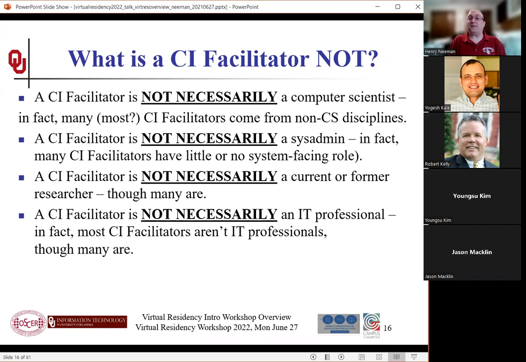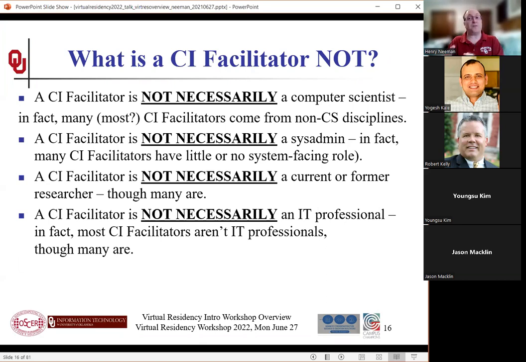A CI facilitator is not necessarily a systems-facing person. They might be, they might have a partially systems-facing role, partially user-facing role, but they might have no systems-facing role at all. And in fact, one of the folks on the session right now is one of our researcher-facing people who has no system-facing role at all.